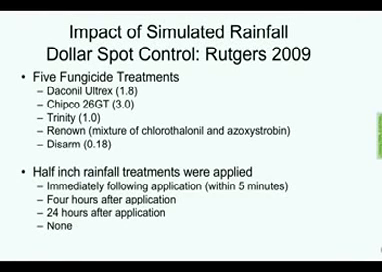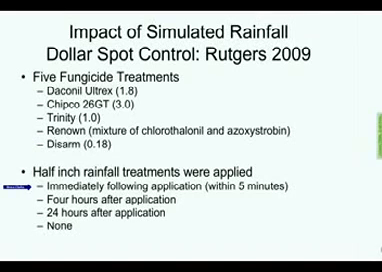And so we looked at a number of different chemistries here. We looked at chlorothalonil, which is a contact, we looked at 2,6-GT, which is a dicarboxamide, which is a localized penetrant. We looked at one of the DMIs. We looked at a premix combination of one of the strobies. And we looked at either immediately following the application with a half-inch of rain within 5 minutes.